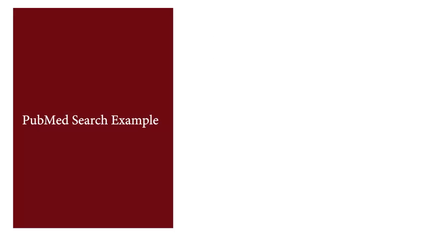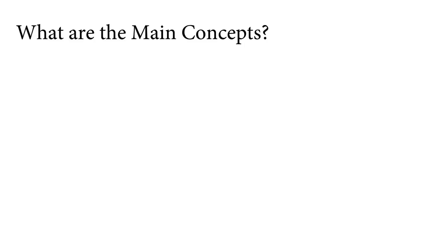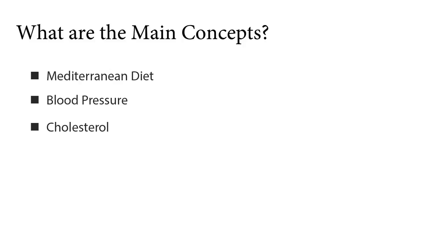Let's try a search in PubMed. Here's our example search. We want to find articles on the effect of the Mediterranean diet on blood pressure or cholesterol in elderly men. First, let's pick out the main concepts in the search. Then we'll try to find corresponding MeSH headings or use the available limits to construct a search. Our main concepts are Mediterranean diet, blood pressure, cholesterol, men, and age 65 and older.